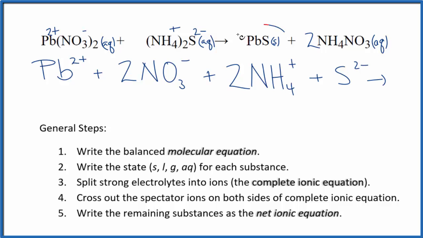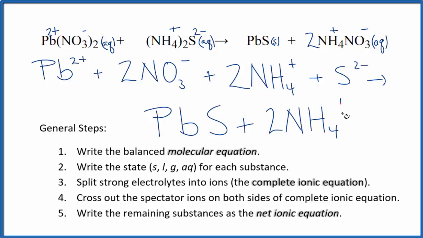For products, we don't split solids apart in net ionic equations, so PbS stays together. This is lead(II) sulfide, plus we have the ammonium and the nitrate, so 2 ammonium ions, and then we have 2 nitrate ions. And these are the products in our net ionic equation.